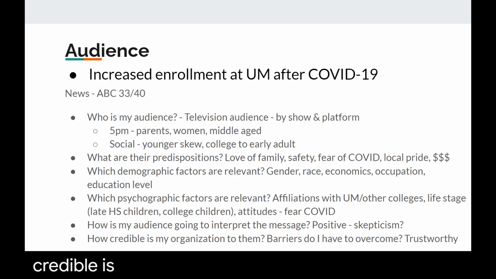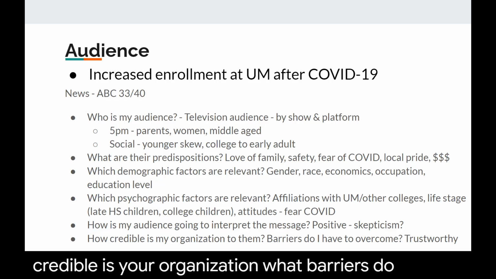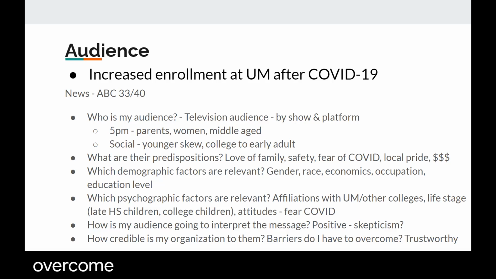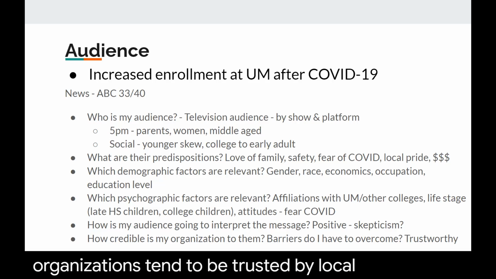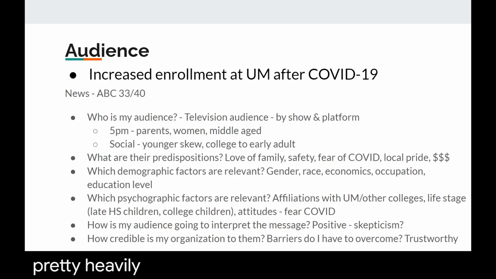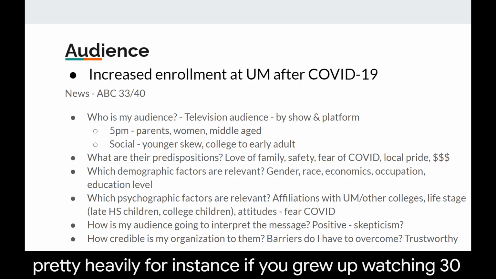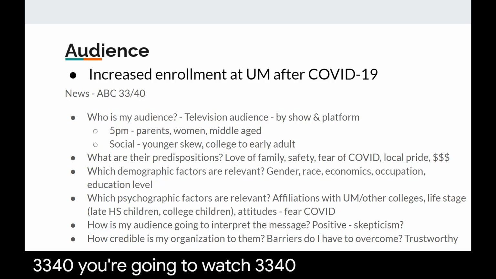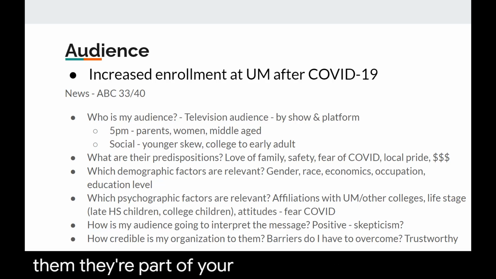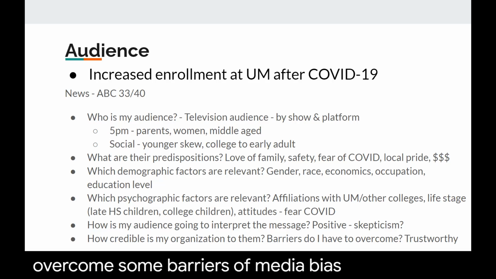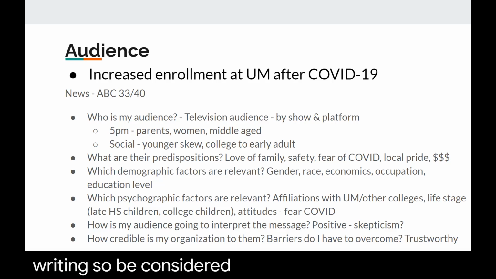How credible is your organization? What barriers do you have to overcome? Generally speaking, local news organizations tend to be trusted by local audiences pretty heavily. For instance, if you grew up watching 3340, you're going to watch 3340 as an adult. You trust them, they're part of your daily lives. So you're already a credible news organization, but you might have to overcome some barriers of media bias as you're writing, so be considerate of that.